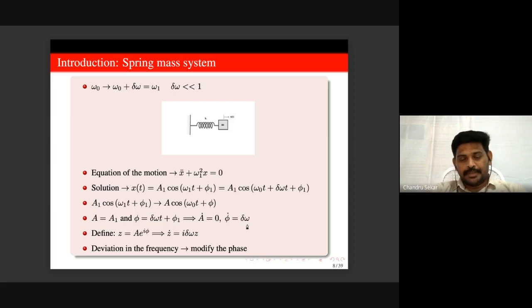If I define a complex quantity z equal to a e power i phi, then the equation of motion for z is z dot equal to i delta omega z. Interestingly, we see that the small deviation in the frequency simply modifies the phase of the system, only the phase of the system. Okay, so let us consider another case.